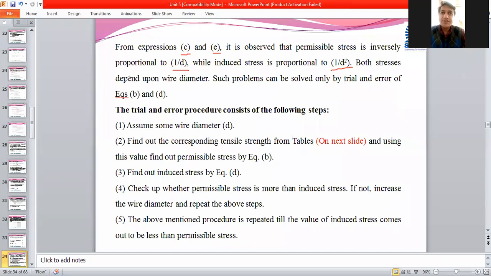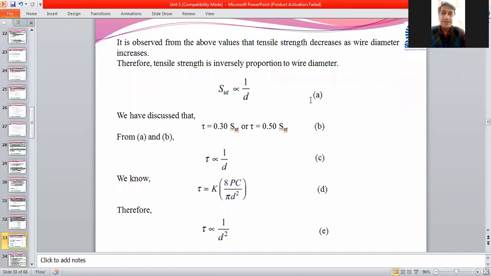And these both stresses depend on wire diameter. That means wire diameter is regulating the shear stress. Such problems can be solved by means of the trial and error method, and we can use the equations which we have derived as B and D. Equation B, which we have derived, we can use to calculate the permissible shear stress, and equation D we can use for calculating the diameter of that wire.